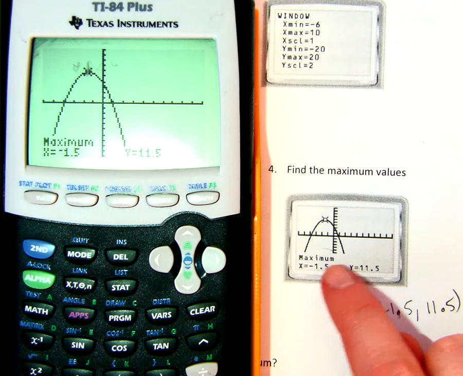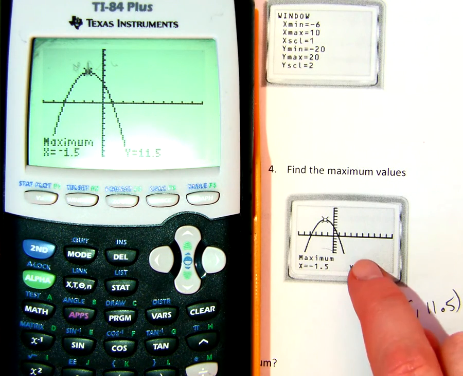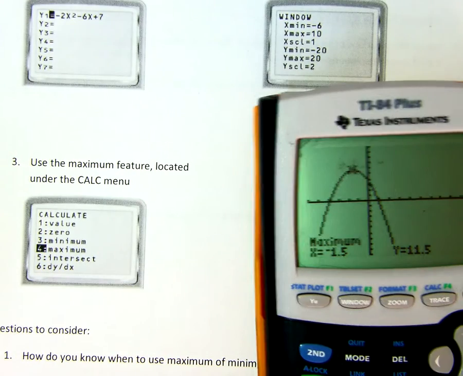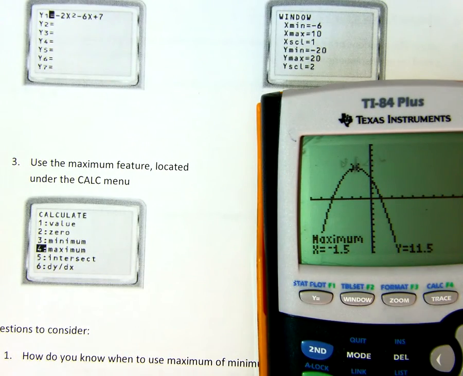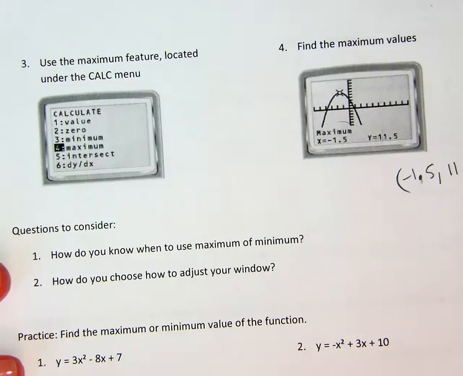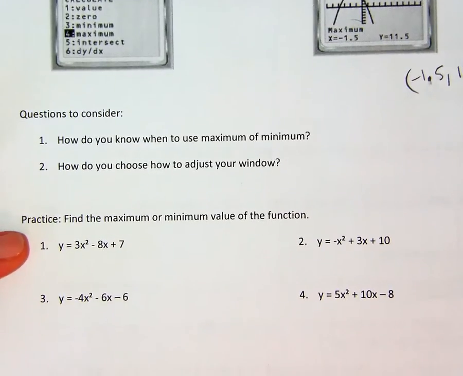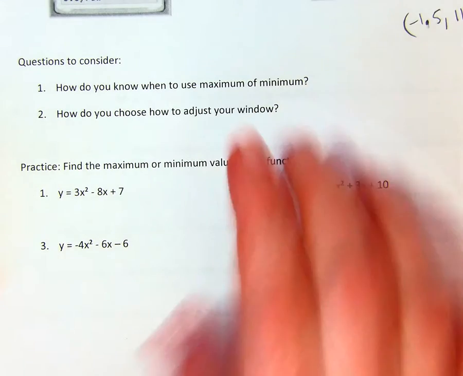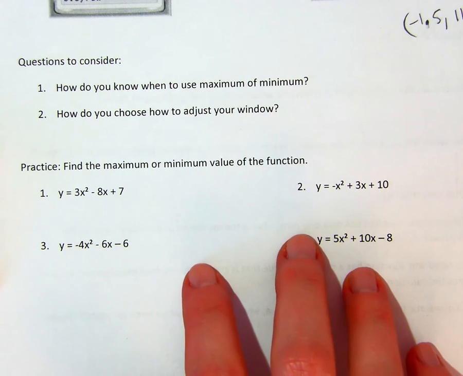So this is one that would have been tough. They're not whole numbers. This would have been hard for us to see. So we have our calculators to help find us the exact numbers. So some questions to consider. Pause the video, answer these questions, and try these 4.